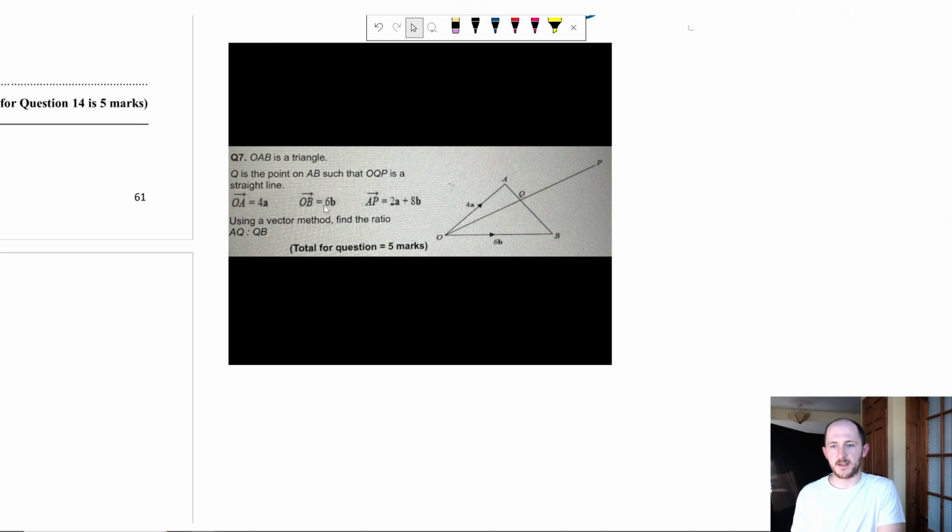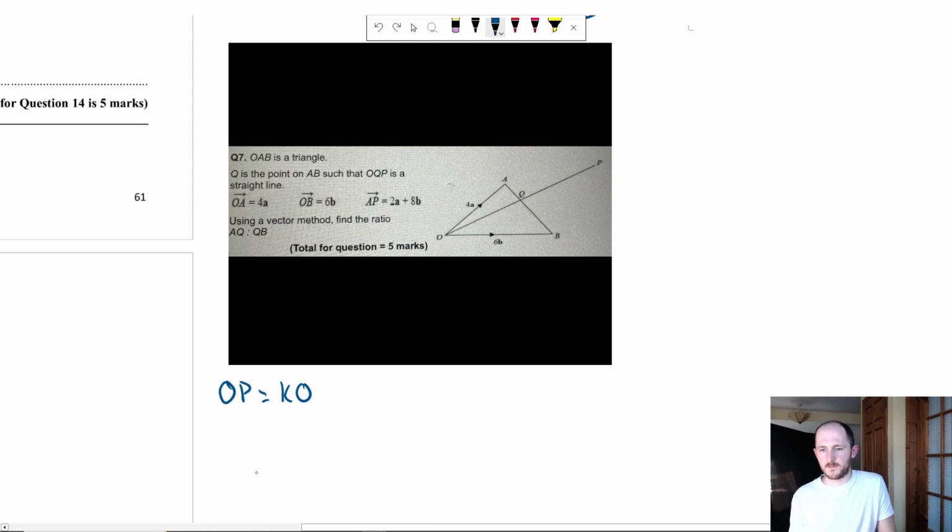What is a vector method? So essentially you just need to use the same thing that we did earlier. That's a vector method. So OQP is a straight line. So O to Q and O to P. Okay. So that means OP is equal to some letter. Did they use the letter K yet? No. So I'm going to use the letter K.